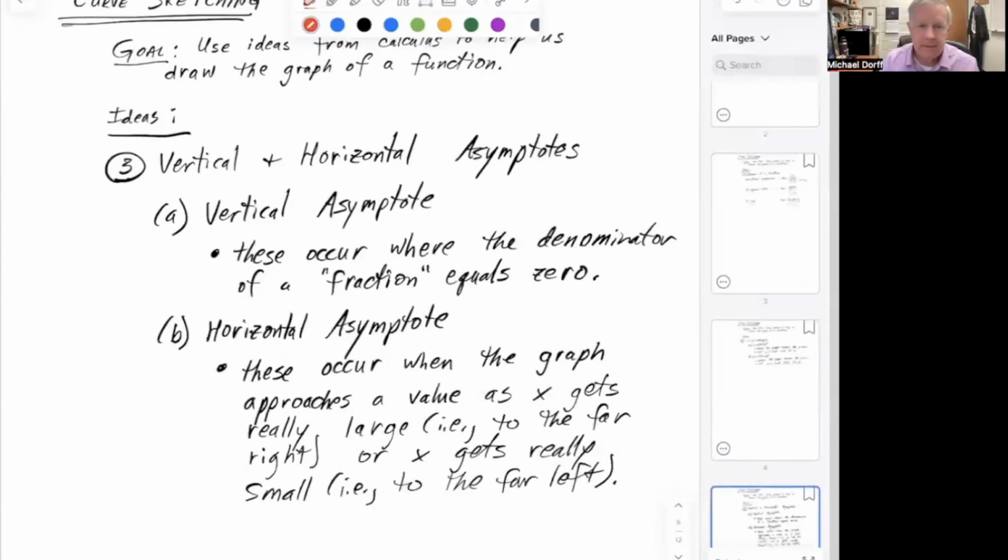Next, we have vertical and horizontal asymptotes. Vertical asymptotes occur when the denominator of a fraction equals 0. Earlier we had an example where the denominator of a fraction was x minus 3. Where that x minus 3 equals 0, that's where we have a vertical asymptote. Horizontal asymptotes occur when the graph approaches a value as x gets really, really large, so it goes very far to the right on the graph, or x gets really, really small, and that's going very far to the left.